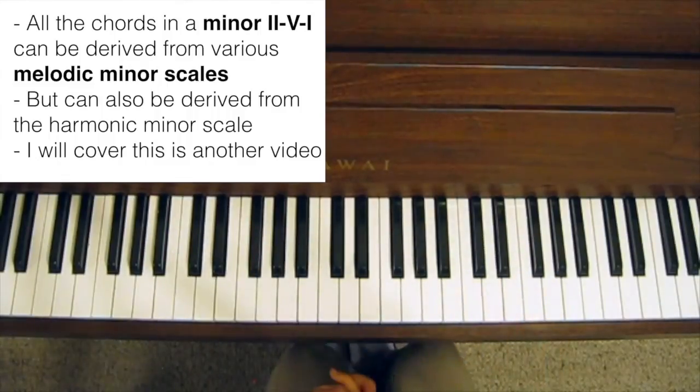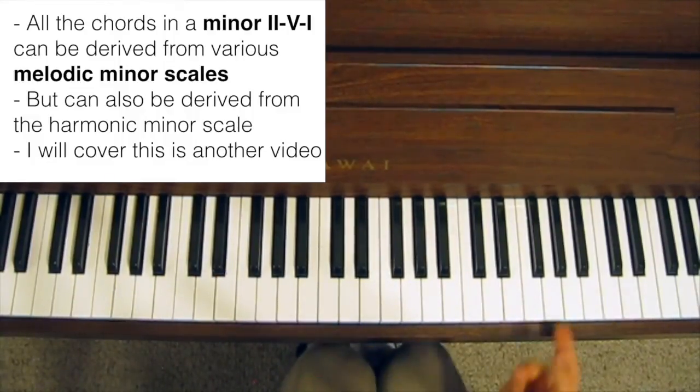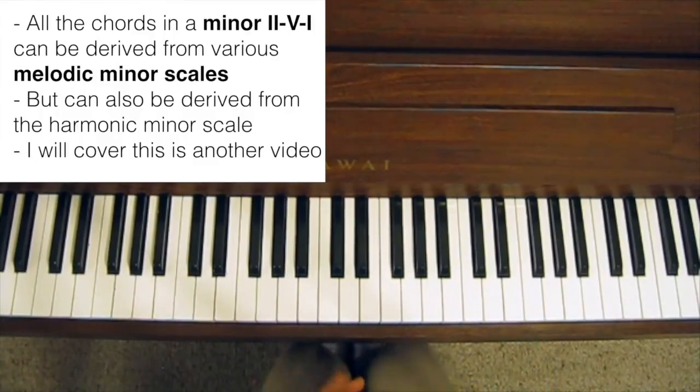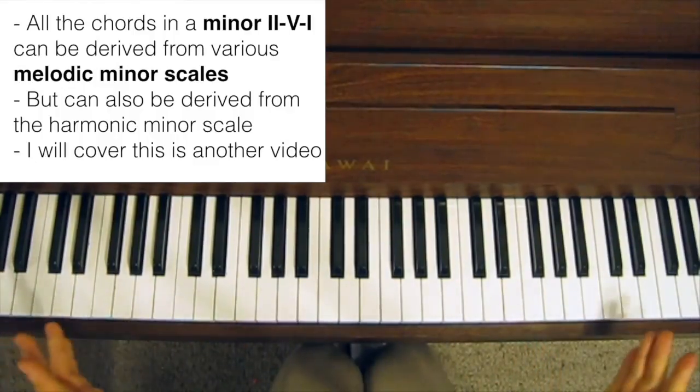Now there is a little bit more to minor 2-5-1s, but I will leave that to another video where I will cover minor 2-5-1s in a little bit more detail and show you how they can be derived and essentially what scales you can use over them. Because as well as the melodic minor scales, you can also use a harmonic minor. But again, we'll leave that to another video.